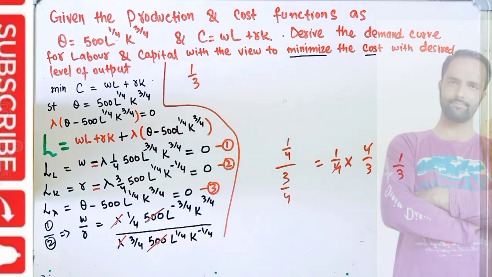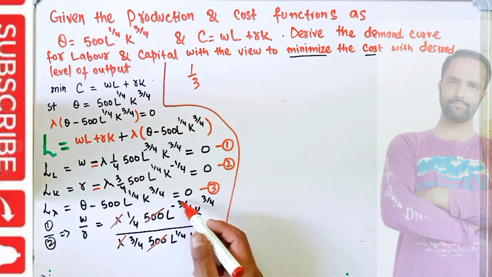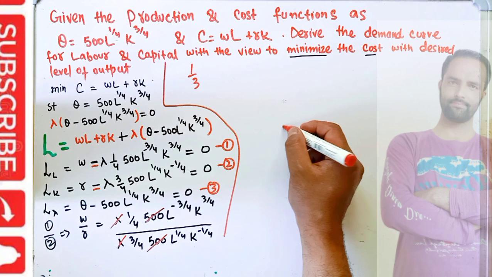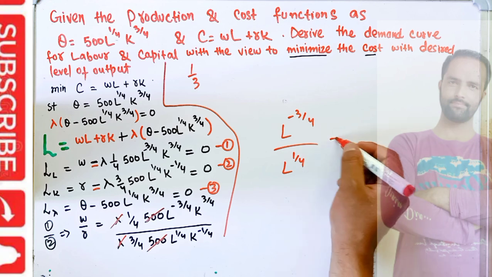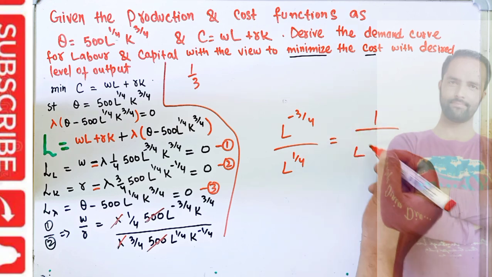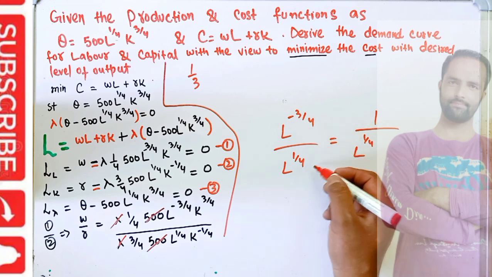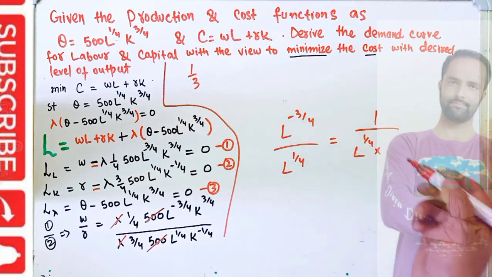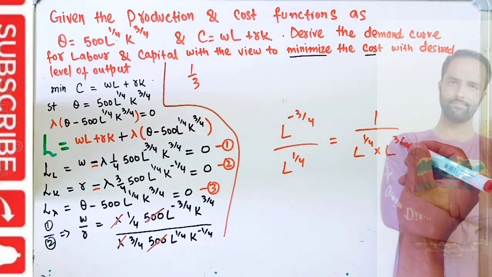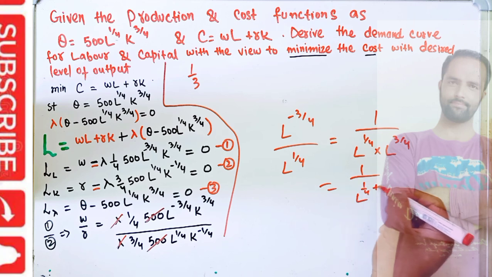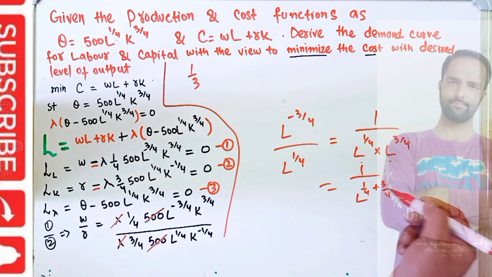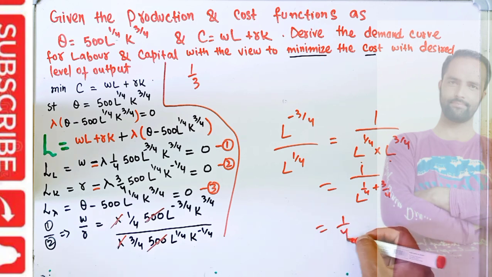Now another thing here, I can transpose this L to the power minus 3 upon 4 to denominator. I have this L to the power 1 upon 4. I can write it like this: L to the power 1 upon 4. If I transpose this numerator to denominator, it will get multiplied, but the exponent sign will get changed, so it will become 3 upon 4. Bases are same, we can add up the exponents. This is 1 upon 4 plus 3 upon 4.